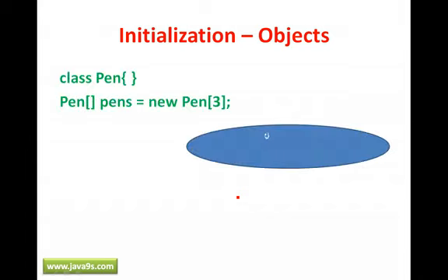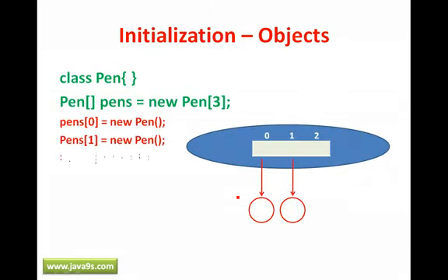Then coming to the initialization for the objects, earlier we have seen the arrays which are related to the primitive data types. Now please remember that arrays can also be used to store the object types. Here I have created a class Pen, and I have declared an array which can only store the Pen objects. So I have created an array of length 3, and I am assigning 3 new Pen objects to each and every index of this pens array.